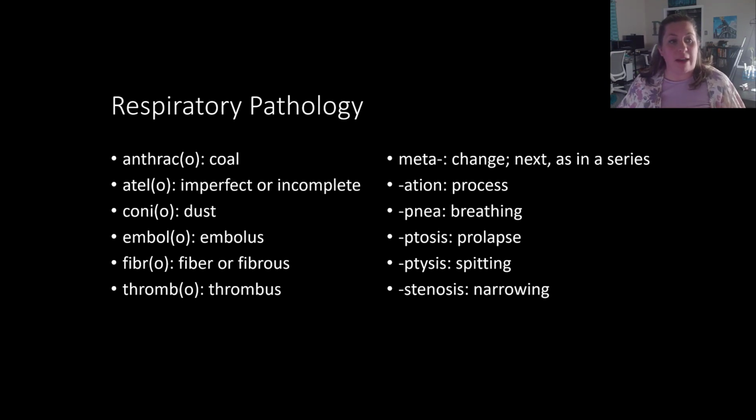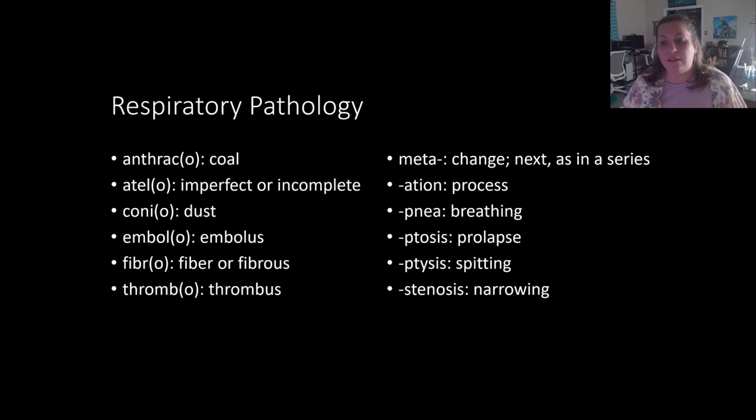We also have fibro-, which is fiber or fibrous. This is used with pulmonary fibrosis, which refers to the formation of scar tissue in the lungs. We can also see meta-, which is a change. This is part of metabolism, or cellular metabolism. It relies on respiration; it is a change of energy that takes place. Asphyxiation is the process of not being able to breathe. Overinflation is where you are inflating the lungs too much. We also have pneumonia again, which is breathing. We have ptosis, which is a prolapse.